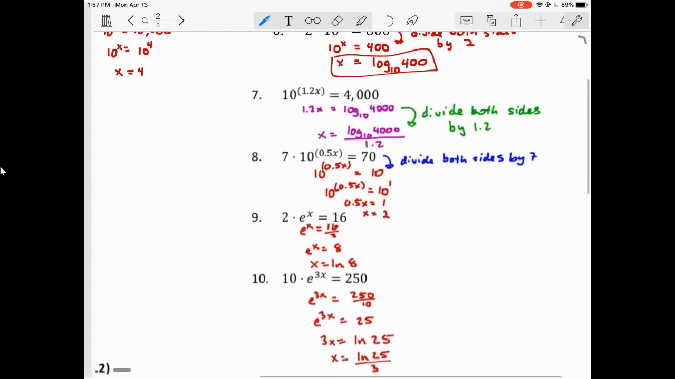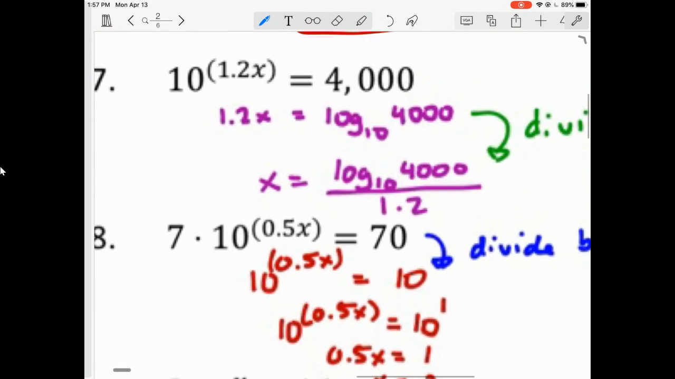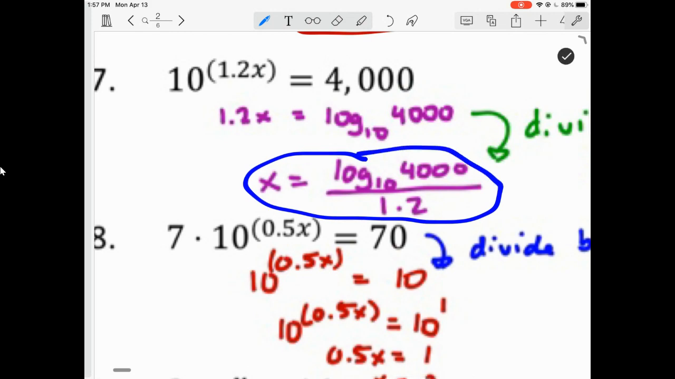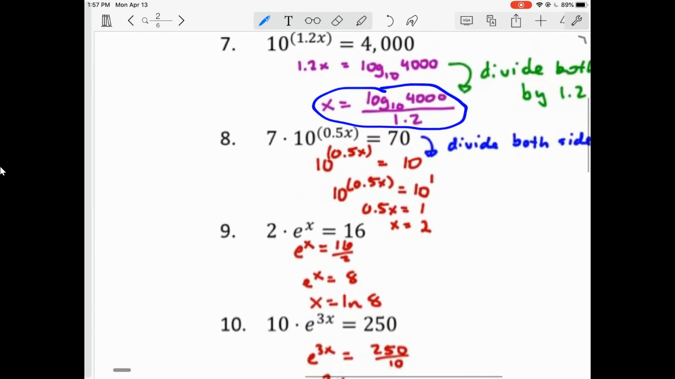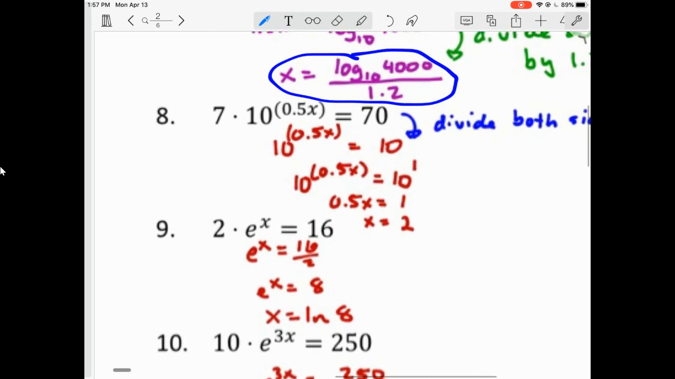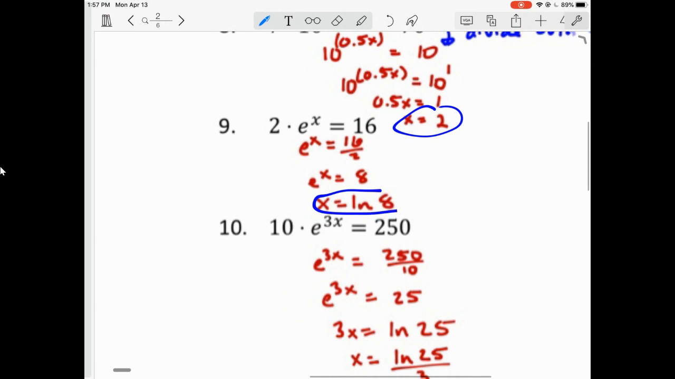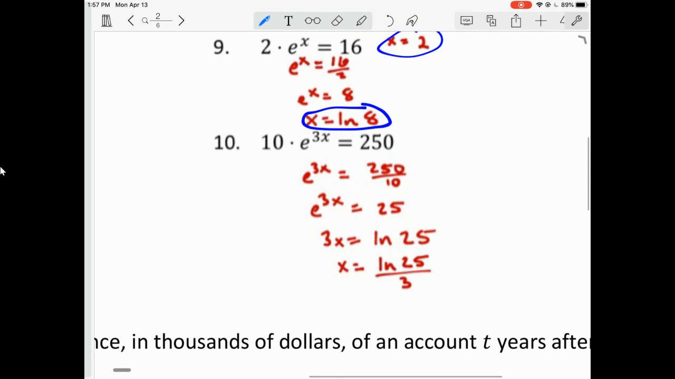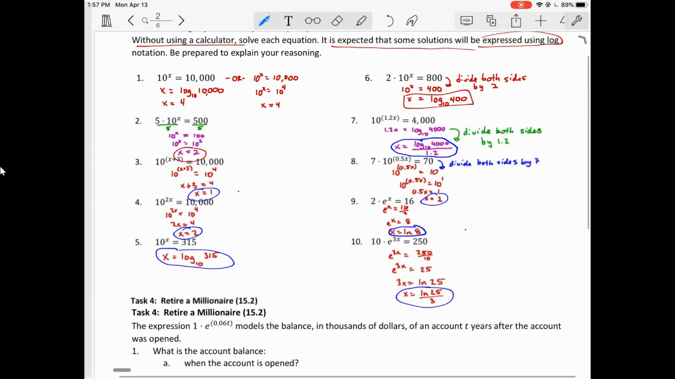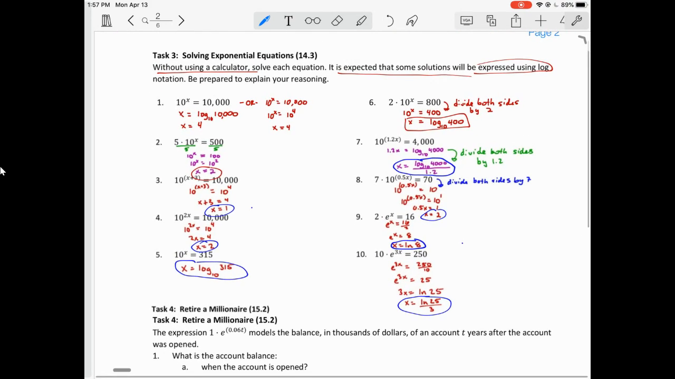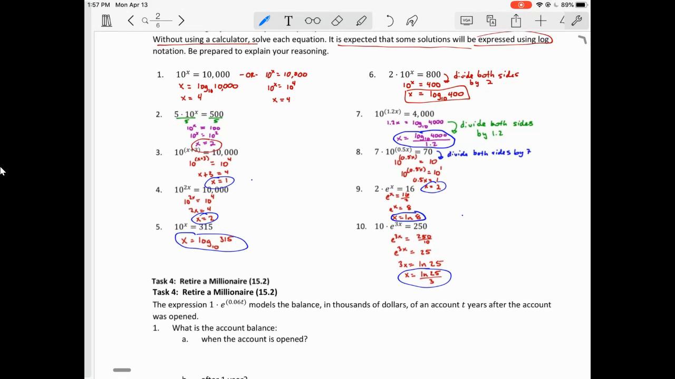Number 6 we did. Number 7, a little bit more complicated. We'd have this full expression right here, x equals log base 10 of 4,000 divided by 1.2. 7 gave us a whole number, x equals 2. 8 involved the natural logarithm because we had a base e. And 10 also involved the natural logarithm. So you should have each of those for task 3. If you have any questions about those, feel free to ask me in tutoring or in office hours.